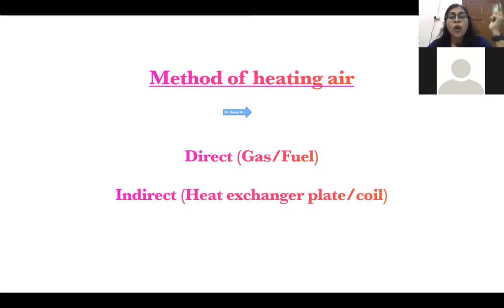And then how do we heat the air? The source of heat can be the same, but the technique of heating can either be direct or indirect. Direct, like you directly heat the heater and the air is heated. Second is indirect. That is, you use heat exchangers like plate or coil. So you heat the heating plate, and that heating plate will heat the air. Clear? So one is direct, one is indirect.